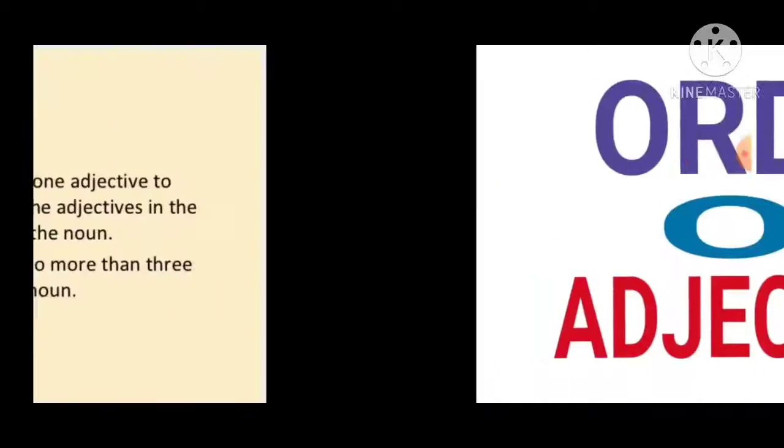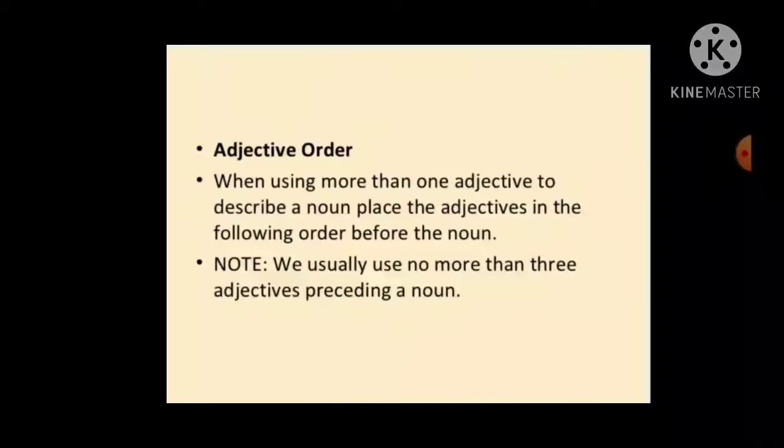Order of adjectives. Adjective order. When using more than one adjective to describe a noun, place the adjectives in the following order before the noun. We must follow a certain order in using the adjectives before the noun, and we usually use no more than 3 adjectives preceding a noun. So, the maximum we can use is 3 adjectives before a noun which we are going to describe or add some details. Let us see the order.